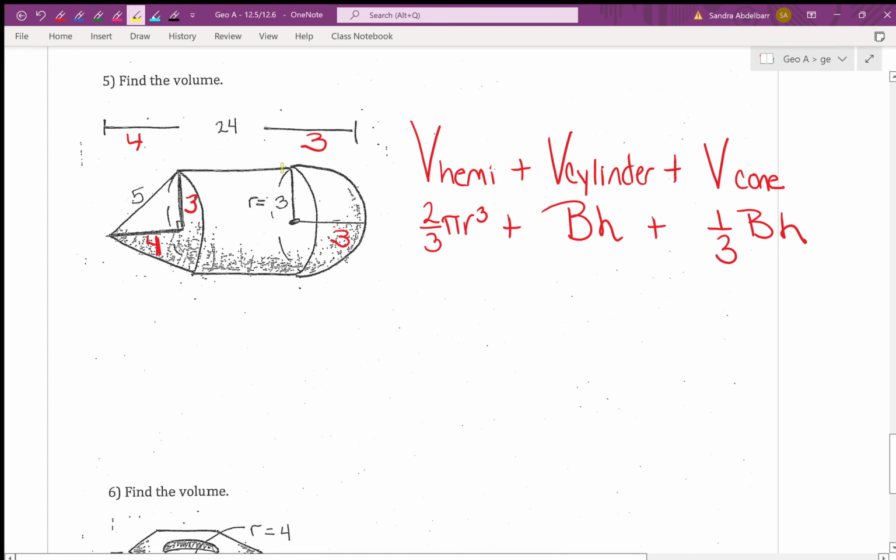How are we going to find the height of the cylinder? From what? Good. The total height of this whole pencil thing is 24. Well, I know the height of this cone is 4. The height of this is 3. So I'm going to do 24 minus 4 minus 3, or 24 minus 7. So that means the height of that cylinder is 17.